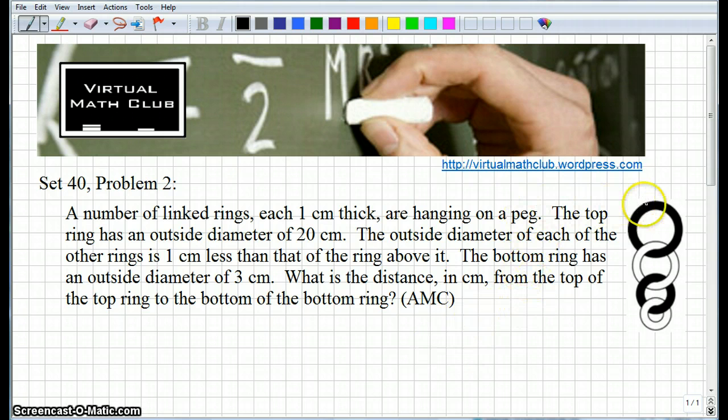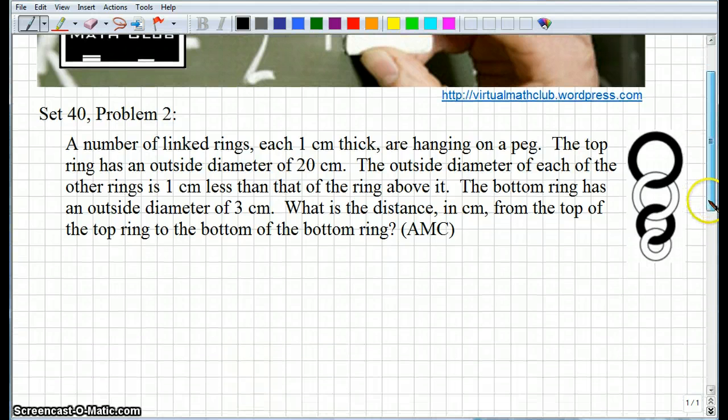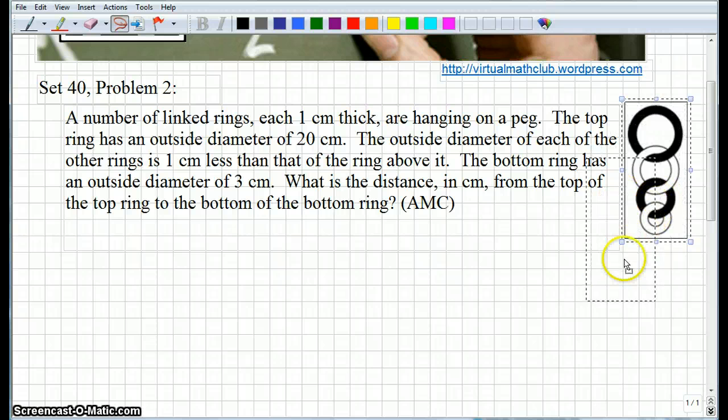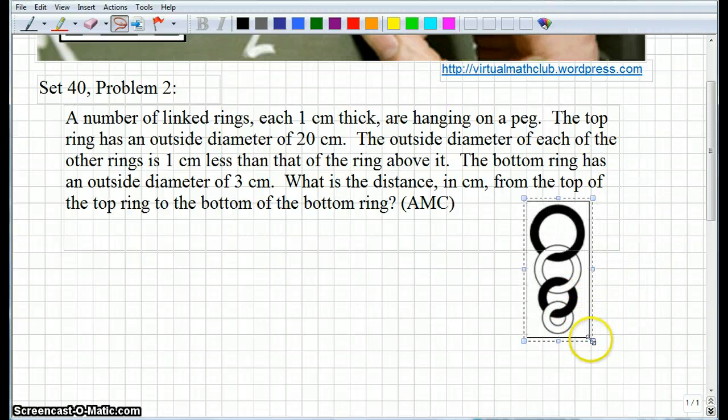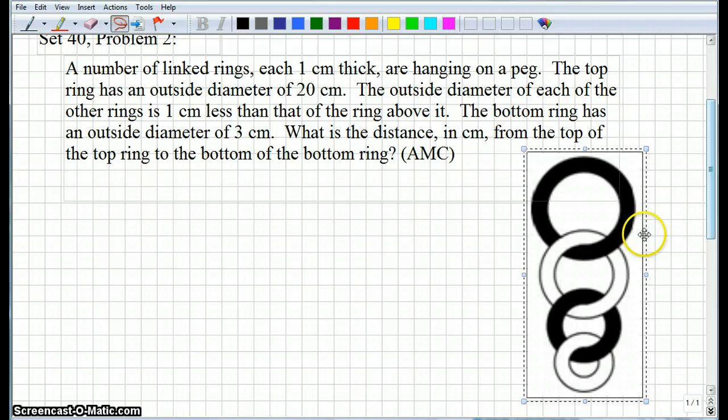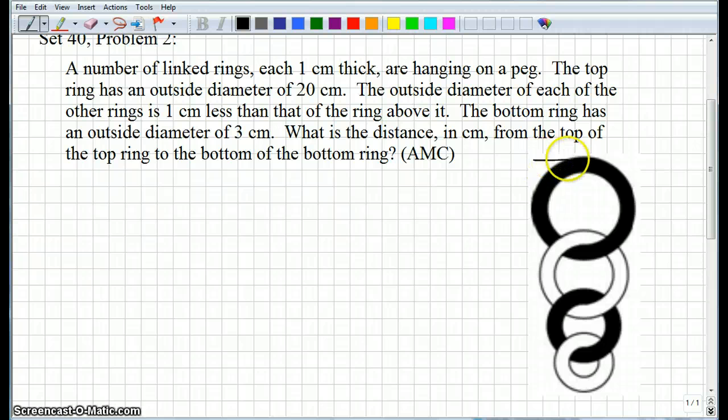Alright, well, let's take a look at just this picture right here, because I think if we do it for 4 rings, we can do it for any number of rings. So I'm going to scroll down here and give us some room, and I'm going to select this thing and move it and make it a bit bigger. Okay, so you can see what we're doing here. So let's say that this outside diameter here is 20, right?